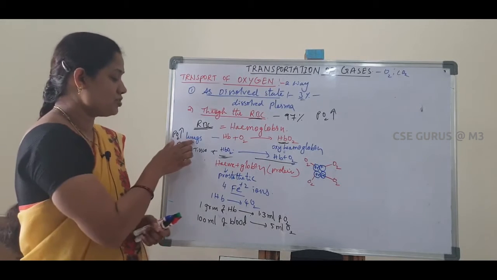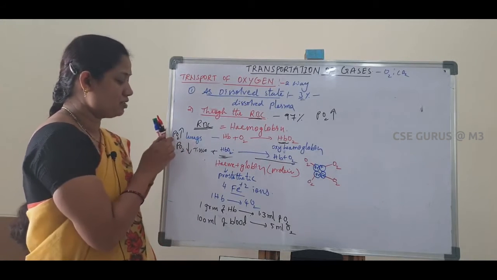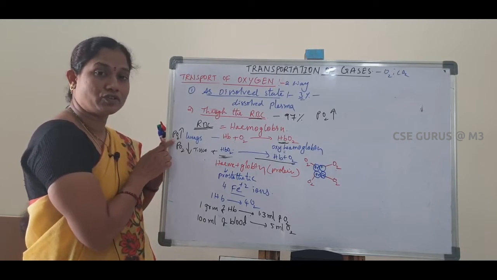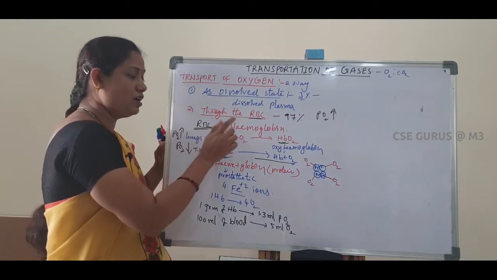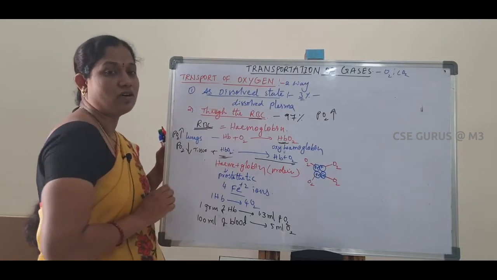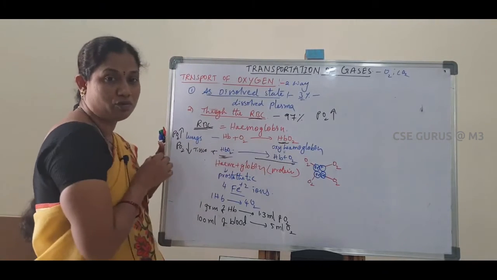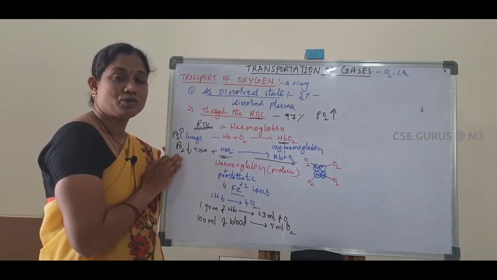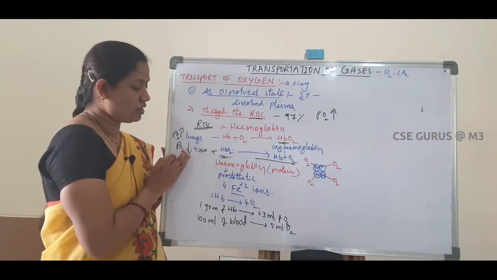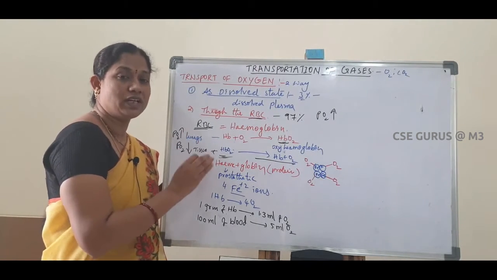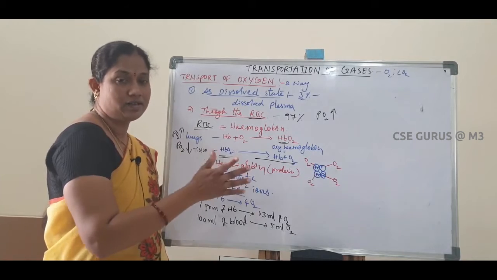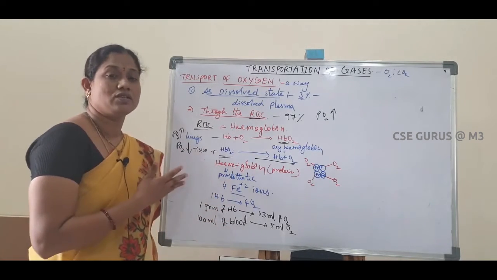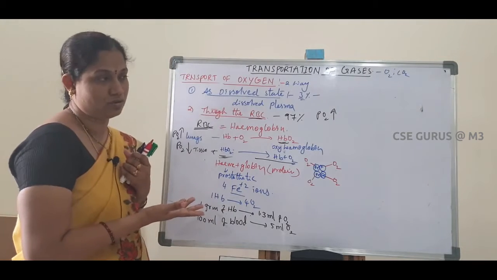Next, what will happen in the lungs region? The partial pressure of oxygen is high. This partial pressure of oxygen helps the binding of hemoglobin with oxygen to form oxyhemoglobin. Whereas in the tissue region, the partial pressure of oxygen is low. So that oxyhemoglobin dissociates and releases the oxygen into the tissues. In this way, oxygen is transported to the tissues.